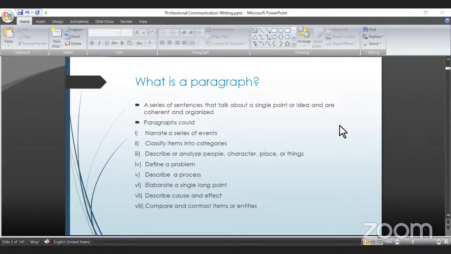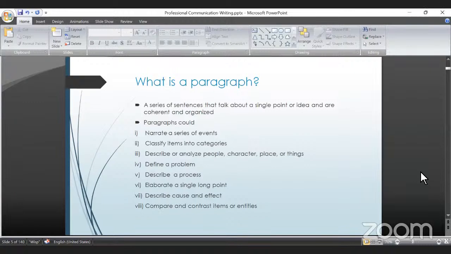We'll see how each of these paragraphs uses words and language to convey what they want. Like how do you use language to narrate? How do you use language to classify? How do you use language to describe? All of this we'll look at one by one, but first we need to clear off with what a paragraph is, right? So this is the basic understanding of paragraph.